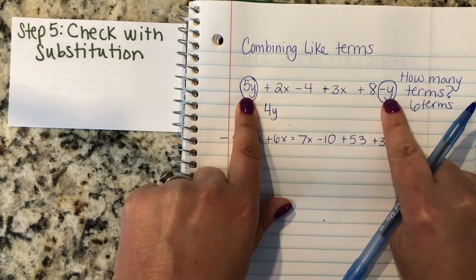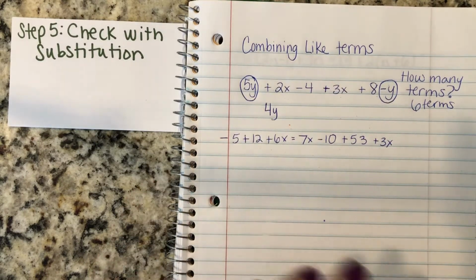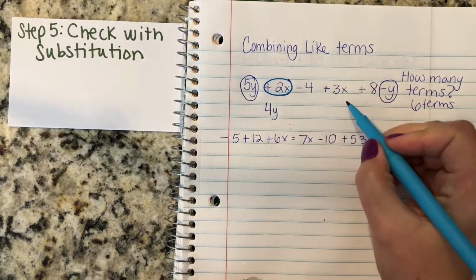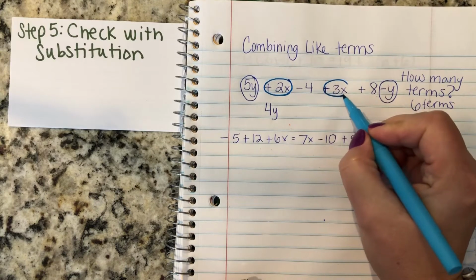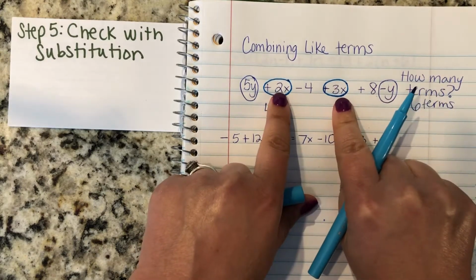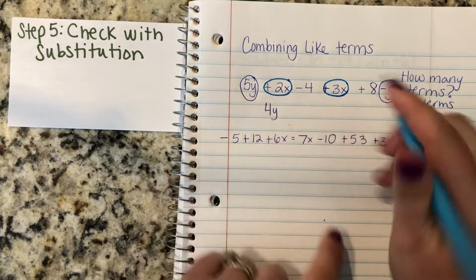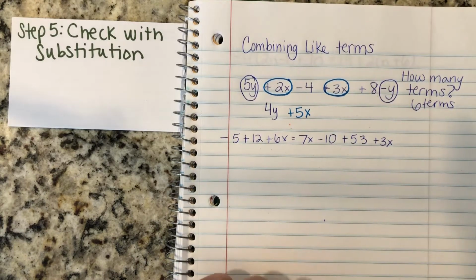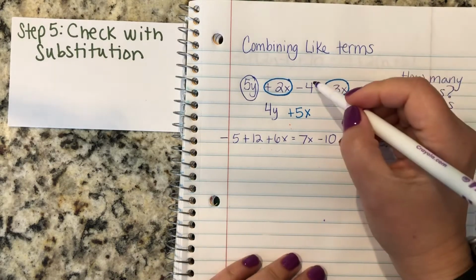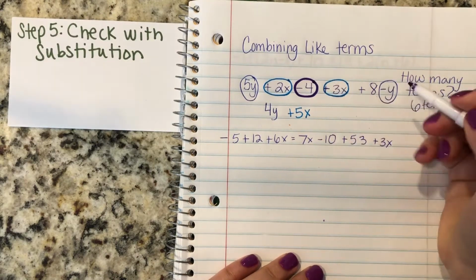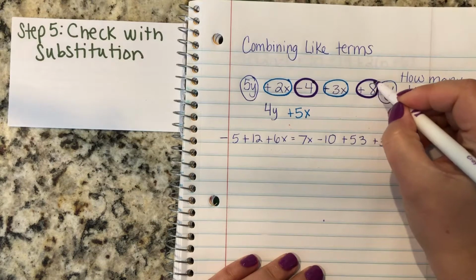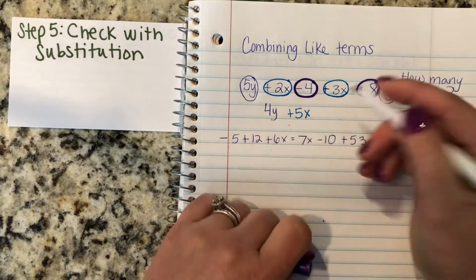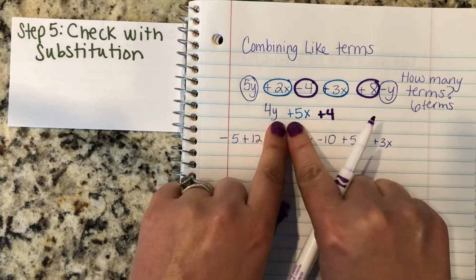Okay? Now my y's are combined. Then I can combine my other like terms. So I have 2 positive x's and I have 3 positive x's, right? If I combine those, 2 positives and 3 positives, that gives me 5 positive x's. And then I can combine my constants. So I have 4 negatives and I have 8 positives. 4 negatives and 8 positives gives me 4 positives together. Right? And so I've just combined the like terms.